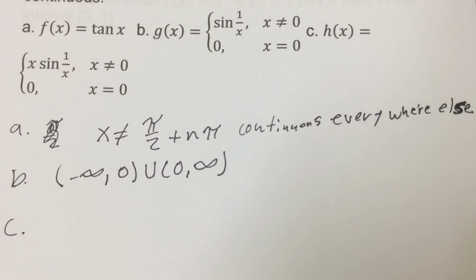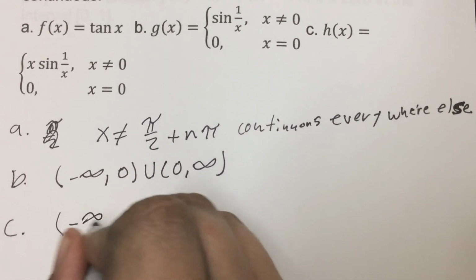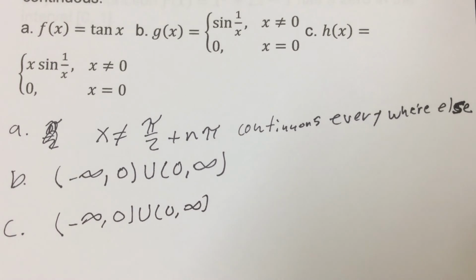For C, it'd be the same thing, where it's negative infinity to 0, union with 0 to infinity, because again, that's going to cause issues. Even though that x out front would go to 0 and 0 times anything is 0, it's still going to have a similar issue: as we get closer and closer to 0, it's going to start oscillating. So we technically won't be able to tell what it's going towards. It'll still cause an issue at 0, so it would be everywhere else besides 0.